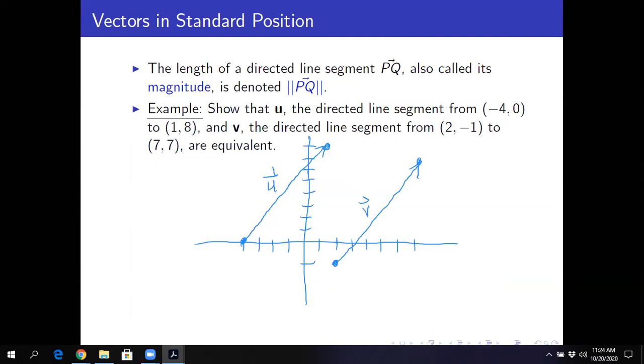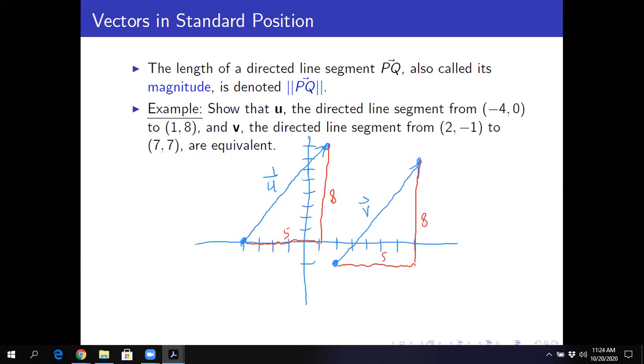Well, the way that you can show that they're equivalent is you can basically count how much displacement has taken place in both the X and the Y directions. How much displacement has happened in the X direction for U? How many units of X displacement have occurred? 5. And how many units of Y displacement have occurred? 8. Well, what's going on with V? How many units of X displacement have occurred here? 5. And how many units of Y displacement?